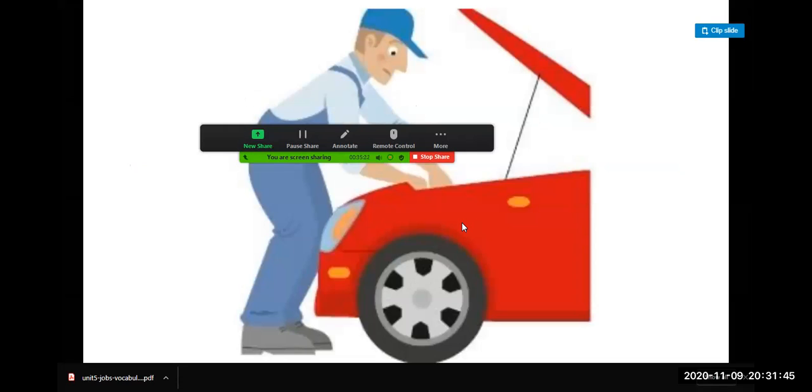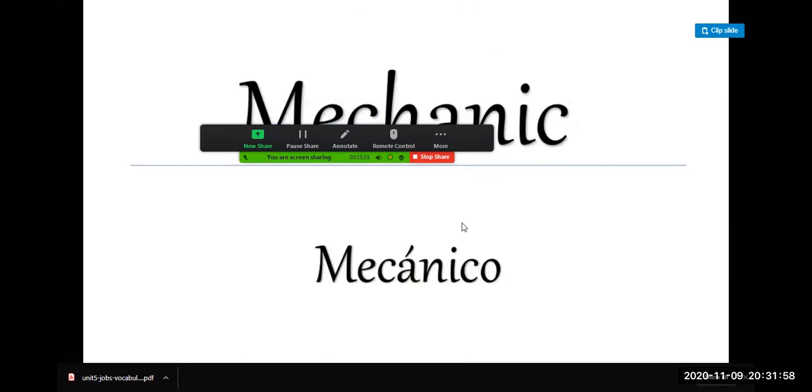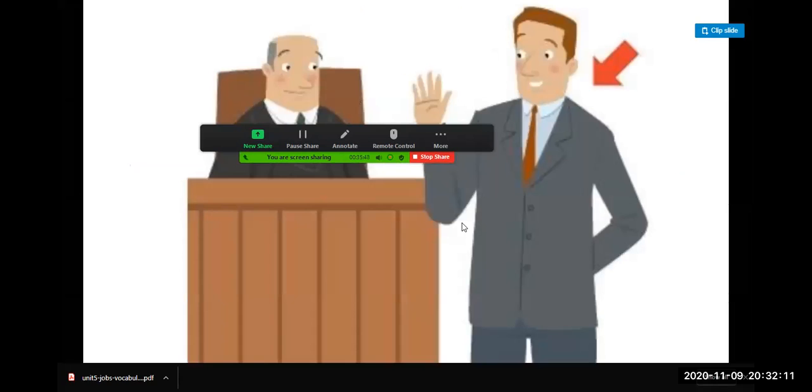Mechanic. ¿Cómo? La CH. So it would be mechanic. La CH aquí es K. Ah, cierto, lo dije en escritura. Mechanic. This one? What about this one?